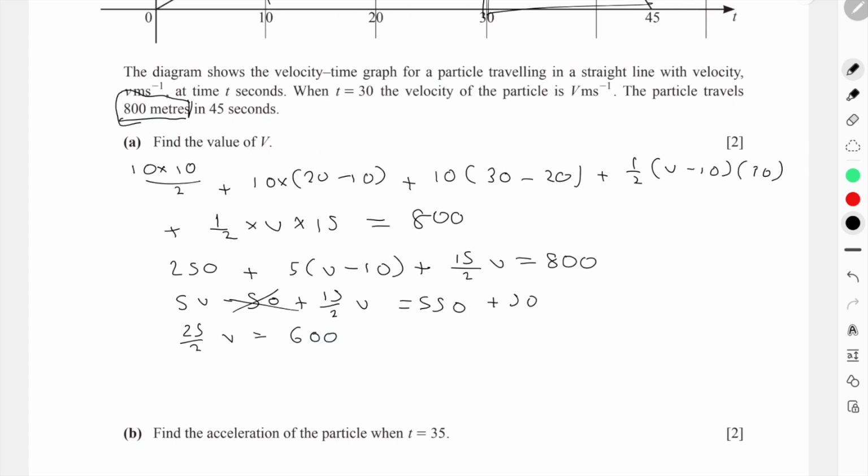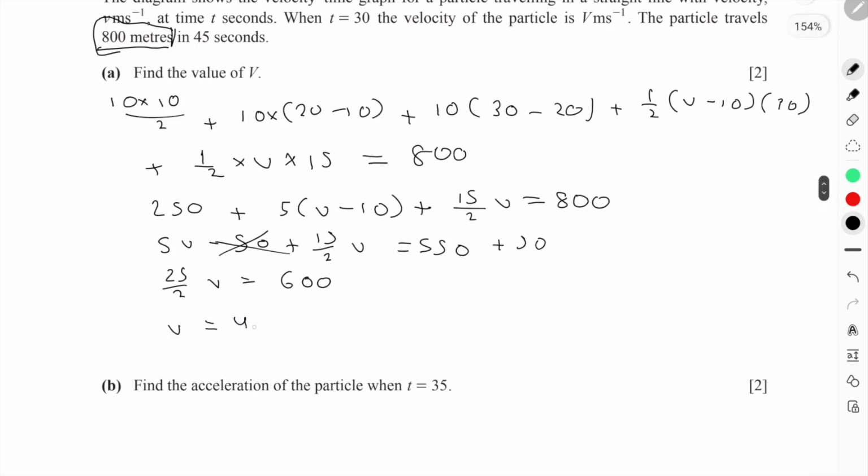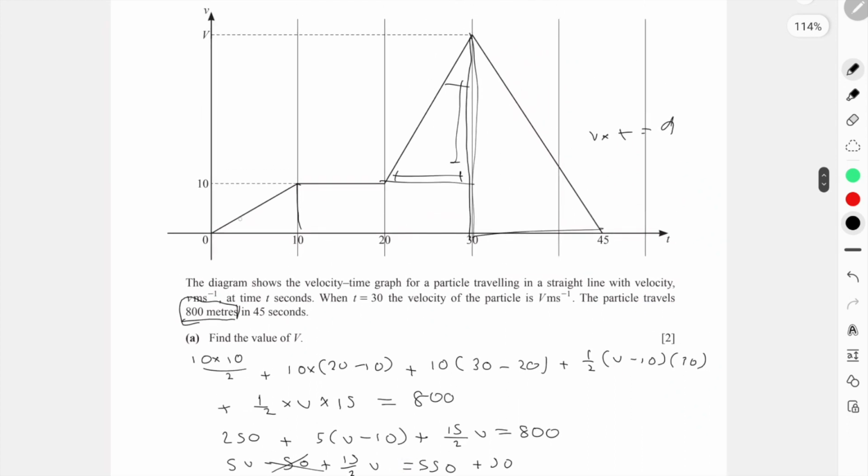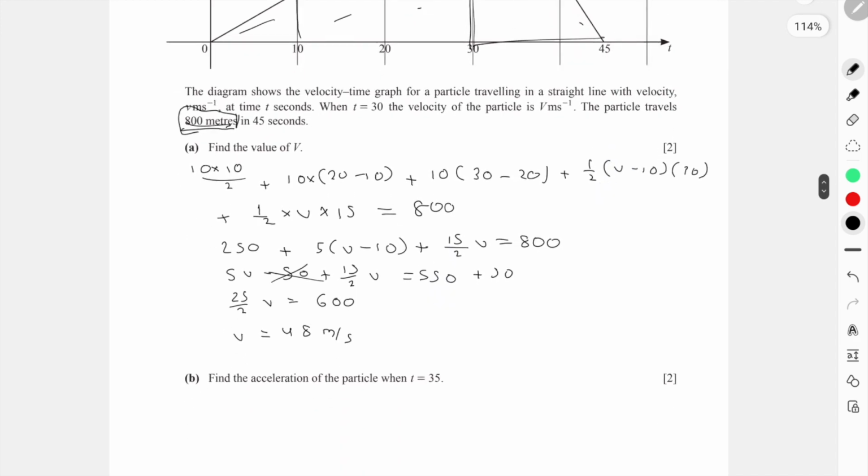So 600 divided by that, the answer is 48. So I hope you understood. What we basically did was we found the area under the graph and then we equated that to 800, and then we just did simple algebra to find the answer.